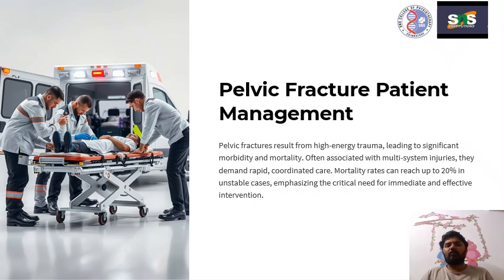The pelvic fracture is the most crucial treatment because the pelvic fracture results from high energy trauma, leading to significant morbidity and mortality, often associated with multi-system injuries. They demand rapid coordinated care. Mortality rates can reach up to 20% in the unstable cases, emphasizing the critical need for immediate and effective intervention.